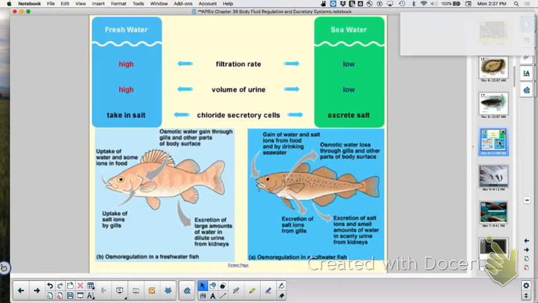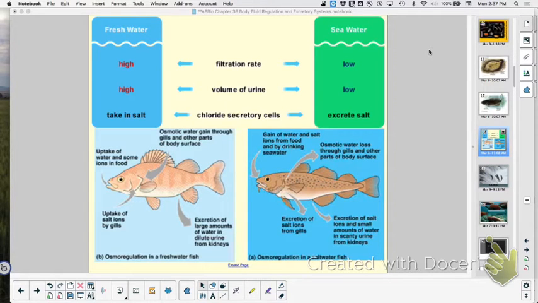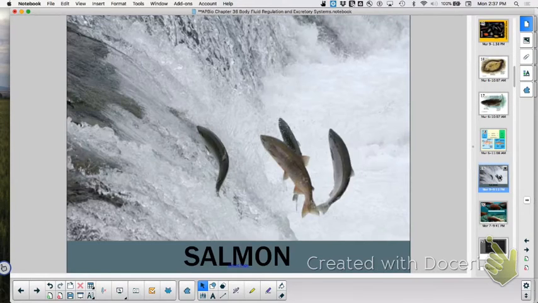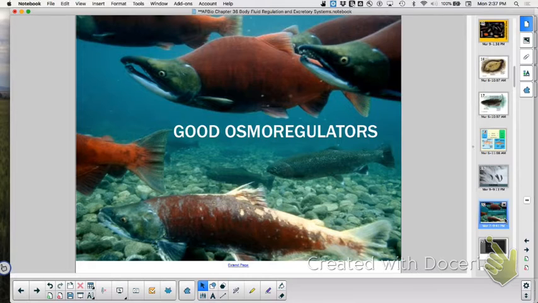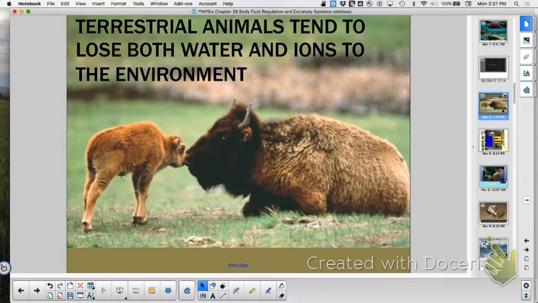There's a little chart. We looked at other osmoregulators, like salmon that move between fresh water and salt water. Okay, so that was our overview. Then when we get on land, if you looked at it like you were a plant and you looked at water potential, you are always going to have a higher water potential than your surrounding environment.